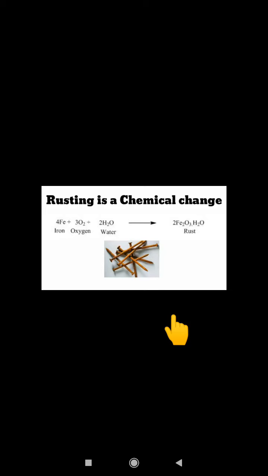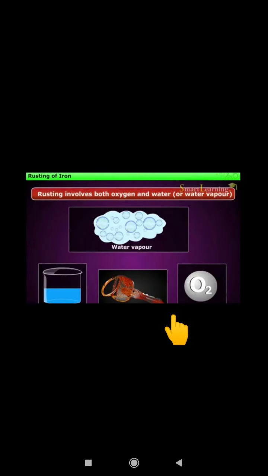The given reaction takes place during the process of rusting: 4Fe plus 3O2 plus H2O, which means iron will react with oxygen and water. It will give rise to a chemical substance called rust, and the chemical formula is Fe2O3.H2O. So rusting is a chemical and irreversible change, which means once the iron article has been rusted, we cannot reverse it and get back the original substance.